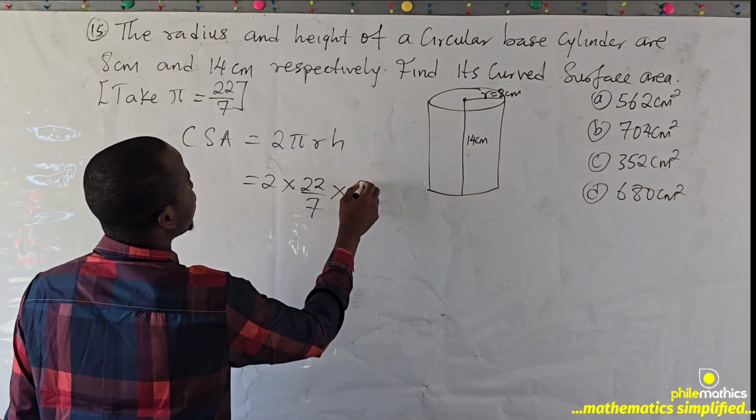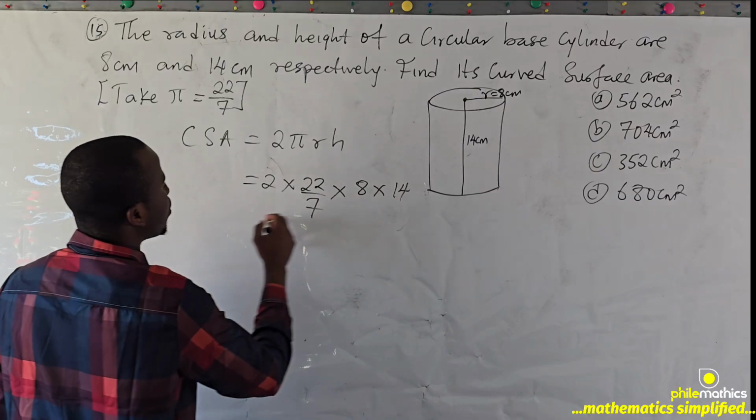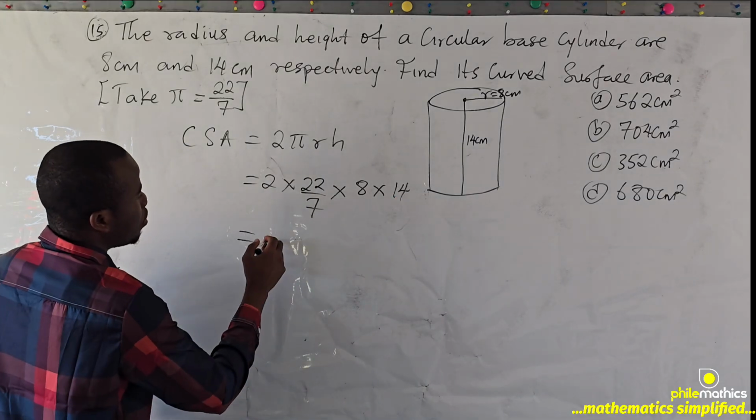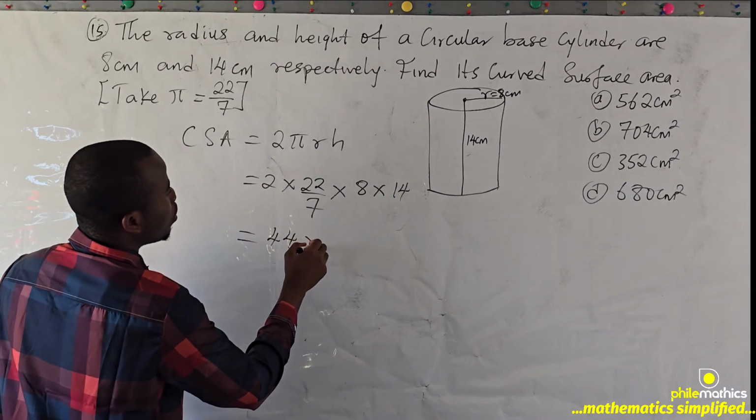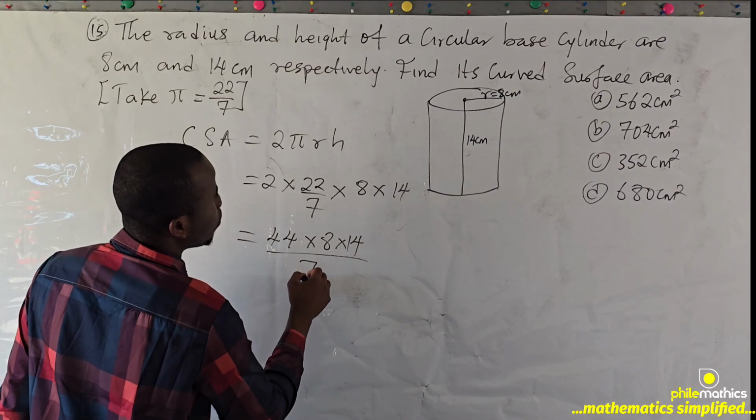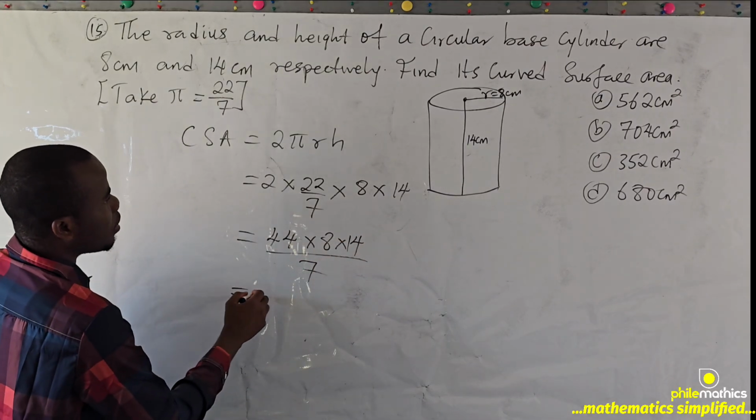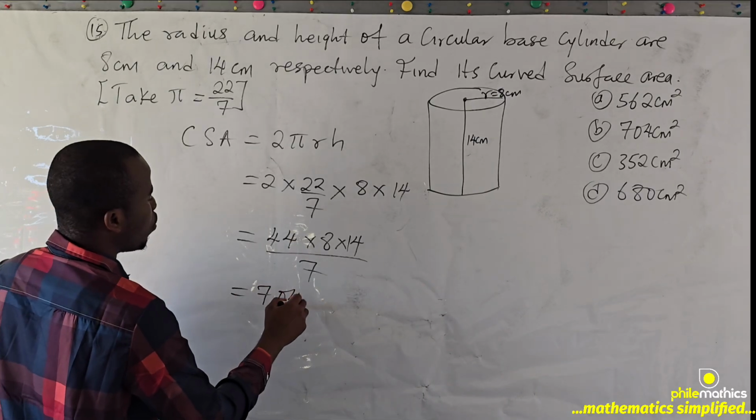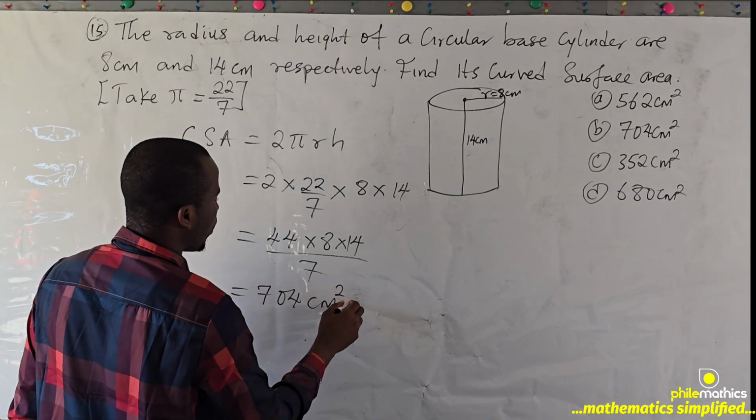Our radius is 8 and our height is 14. 2 times 22 is 44, times 8, times 14/7. If we multiply this and divide, we will get 704 centimeter square.